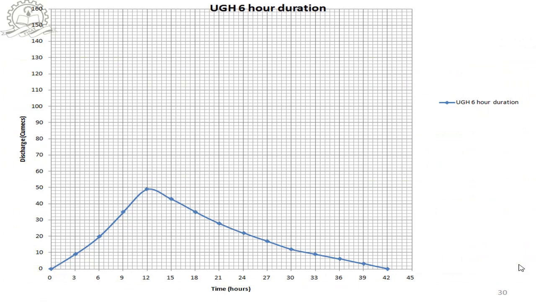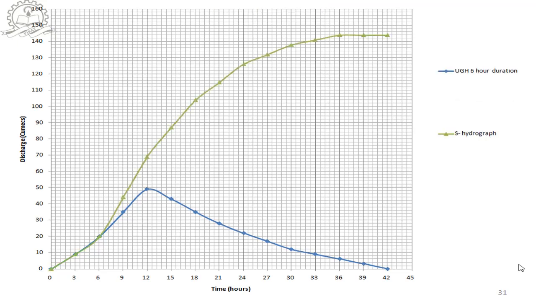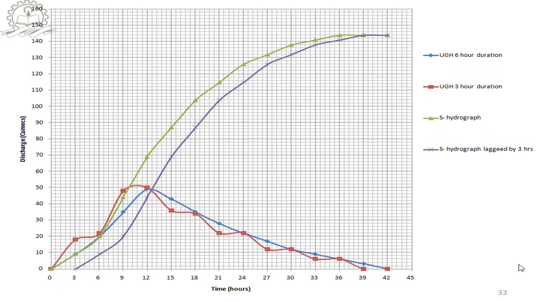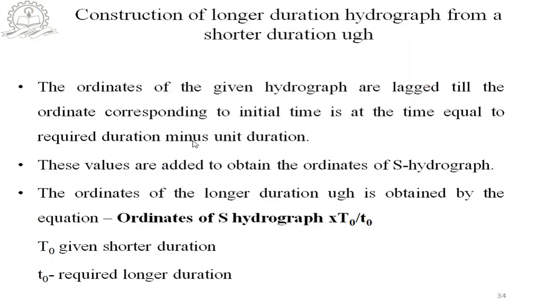So this represents the unit hydrograph of 6-hour duration. Then this represents the S hydrograph. Then the S hydrograph lagged by 3 hours. Then this represents the unit hydrograph of 3-hour duration. Next is the construction of a longer duration hydrograph from a shorter duration unit hydrograph.